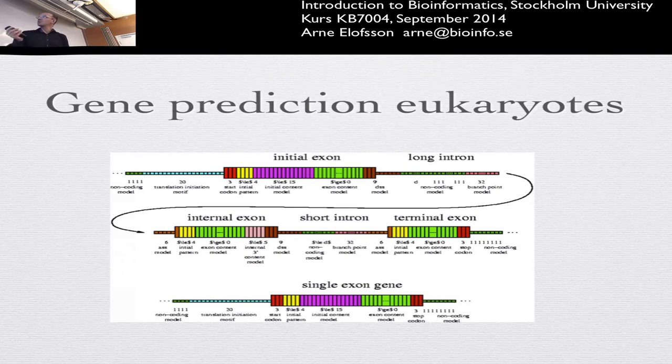There's also one thing that complicates matters in higher eukaryotes, particularly: you have alternative splicing. So in some genes, some exons are skipped, or there's a variation. Sometimes that exon is included, sometimes this one. So there are things that are difficult.